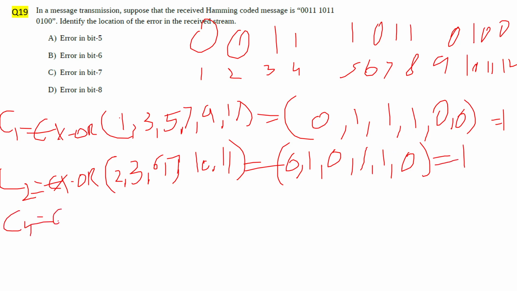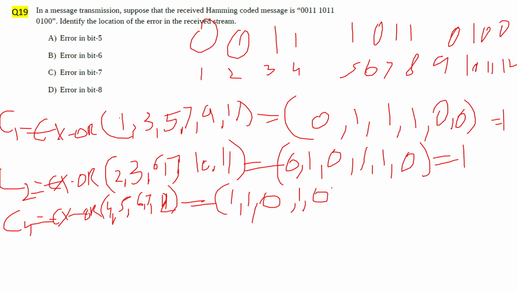Then I have C4 equal to XOR of 4, 5, 6, 7, sorry, 12. 4, 5, 6, and 12. So that is 1, 1, 0, 1, 0. That is again equal to 1.